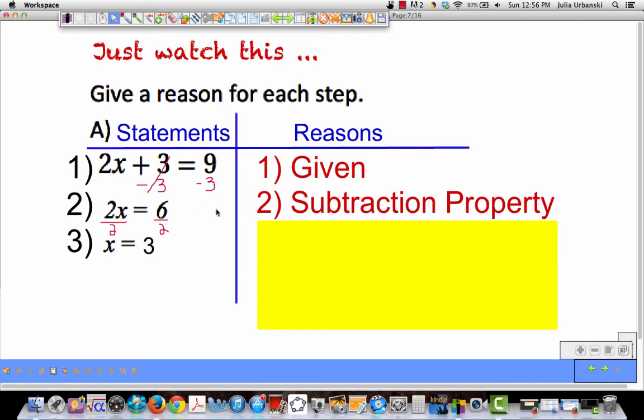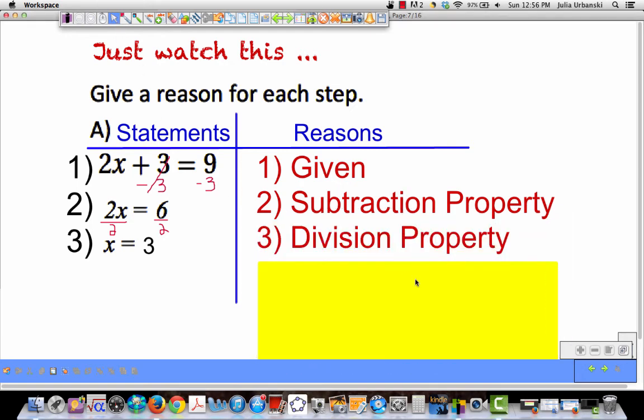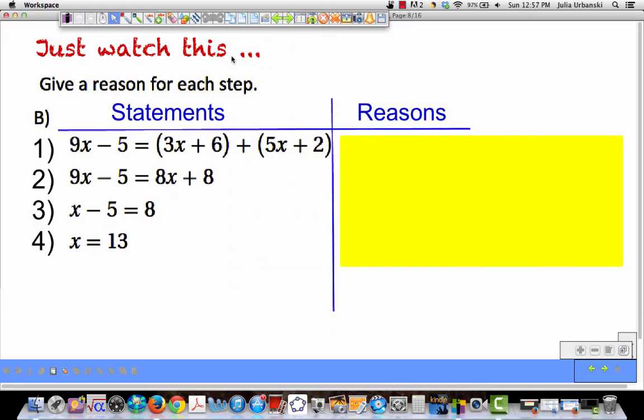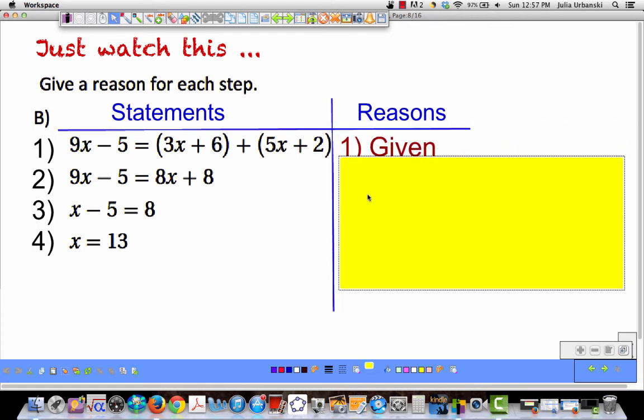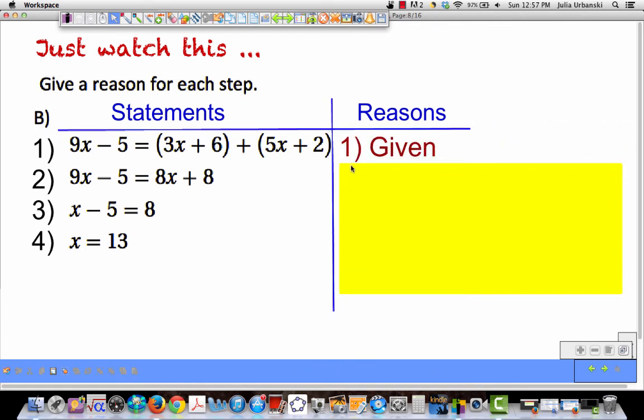And how do we get from step 2 down to step 3? We divided both sides by 2. So think in your mind, what rule, what property would you use for that one? It would be the division property. Okay, and that's how simple it is. You just write down as a reason what you already did over here. So let's watch one more. Try to keep it in your mind before I go over the answer. Number 1 is always, well, not always, 90% of the time, your given problem.